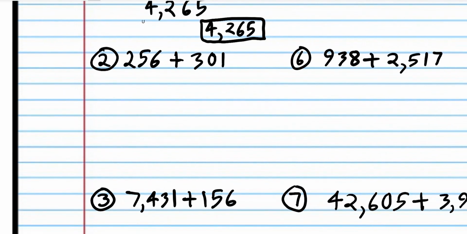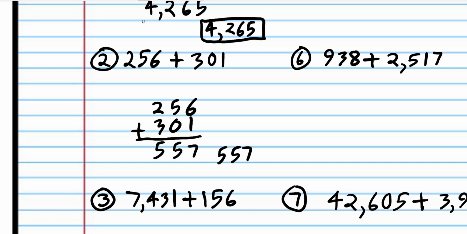So now let's do another problem. 256 plus 301. Line up the numbers vertically, add your plus sign, and start by adding the numbers in the ones place. 6 plus 1 is 7. 5 plus 0 is 5. 2 plus 3 is 5. That's our final answer, 557. Rectangle it. And there you go.